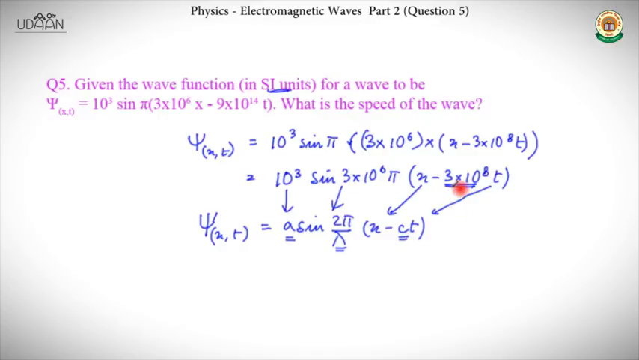So this is the speed, 3 × 10^8. c equals 3 × 10^8. Since it is in SI units, it's meter per second, which is our required answer for the speed of the wave. Correct. So you have to remember to convert it into the basic form of a sine 2π/λ (x − ct). Now we'll move on to the next question.